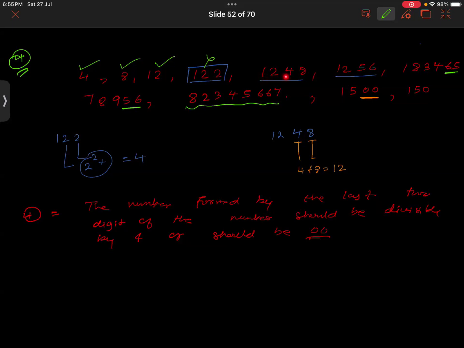What can we say about 1248? The last two digit number is 48, and 48, isn't it divisible by 4? Yes. So thereby the whole number is divisible by 4. 1256. What can we say about 56 over here?